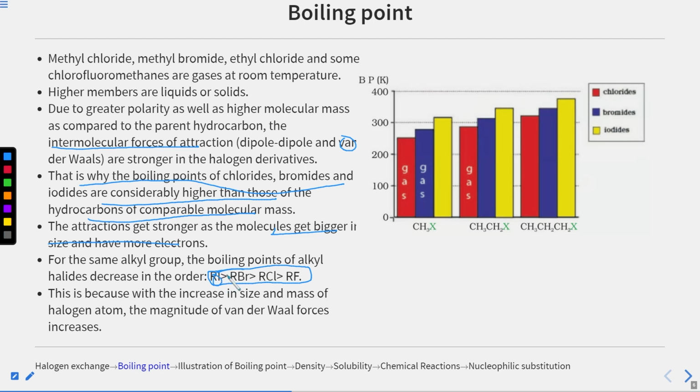So we have the same R for all of this. Then we can see that this is the order of the boiling point. So you should remember this also. This is very important.